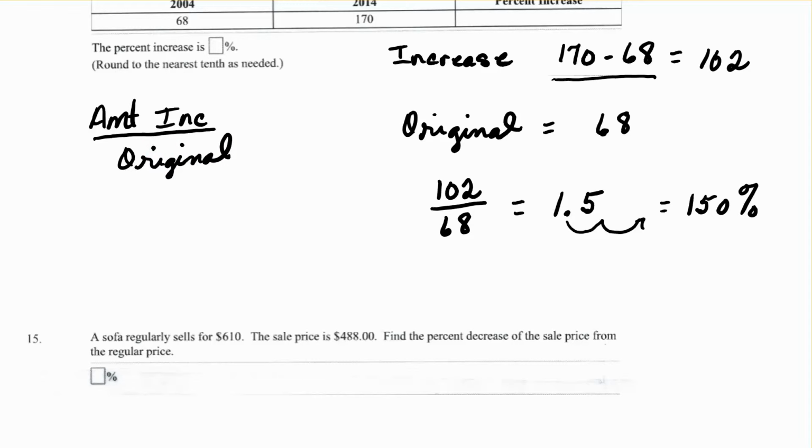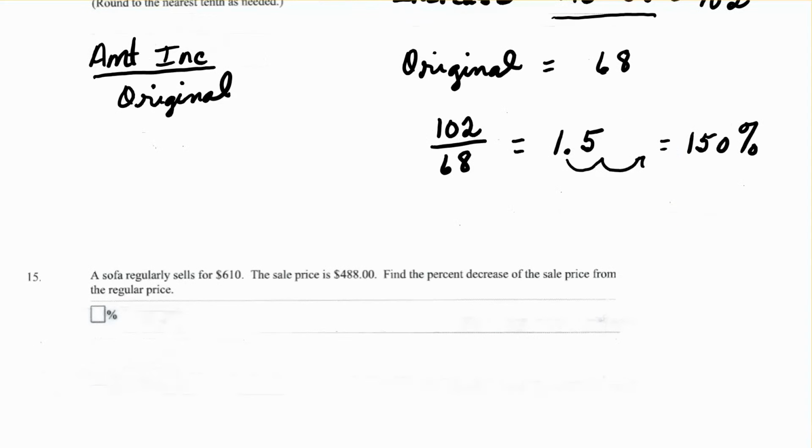Okay. When you get it, you've got a fraction. You change the fraction into a percent. How do you do that? You divide and move the decimal 2 places. All right, last one.